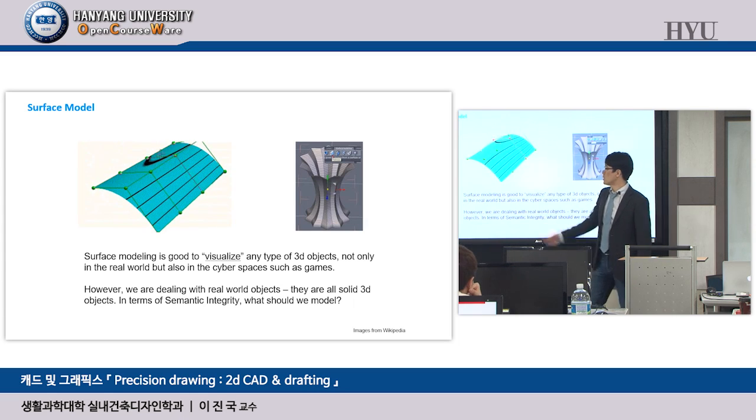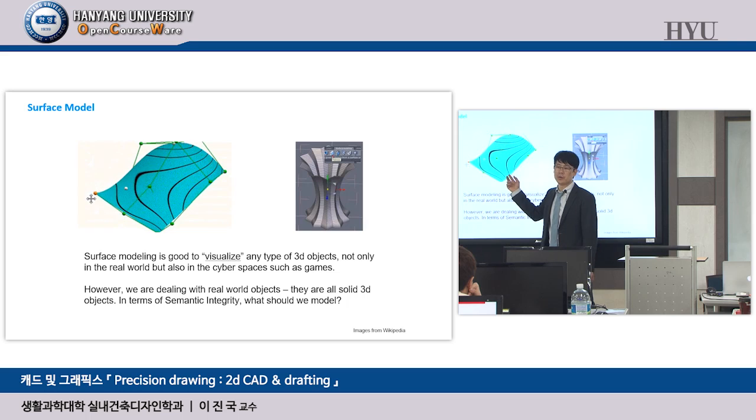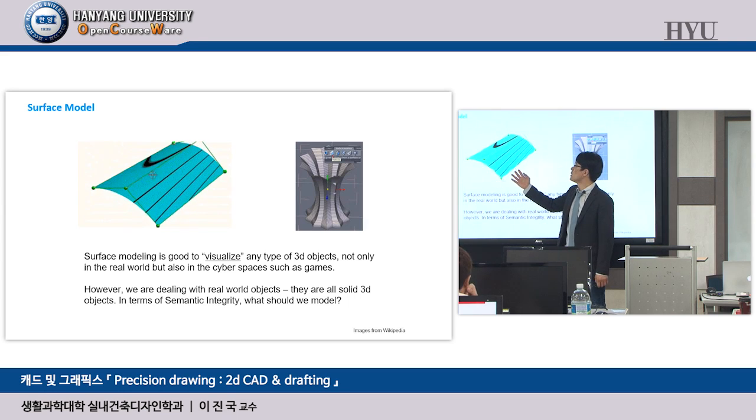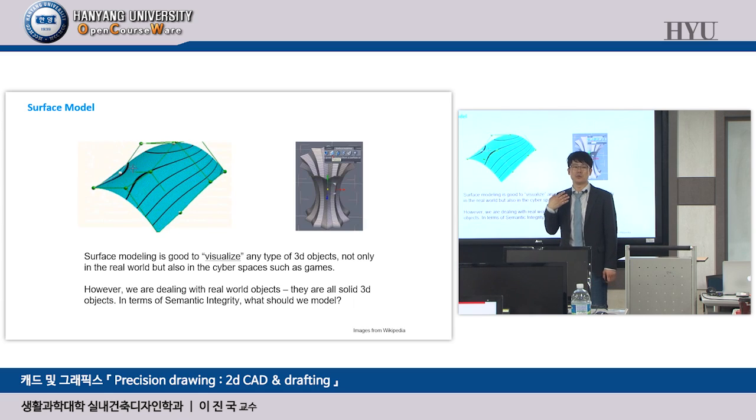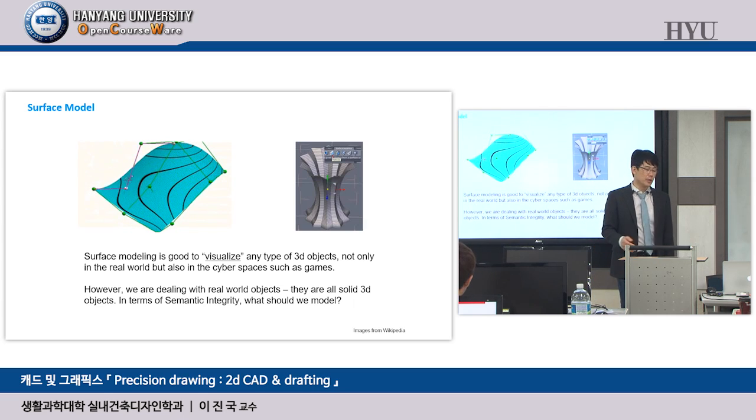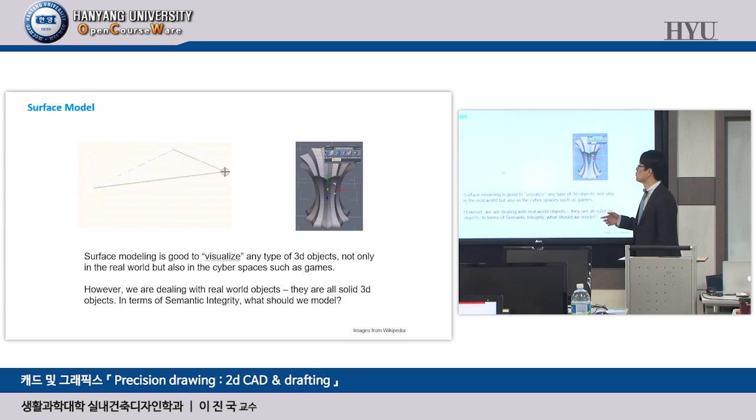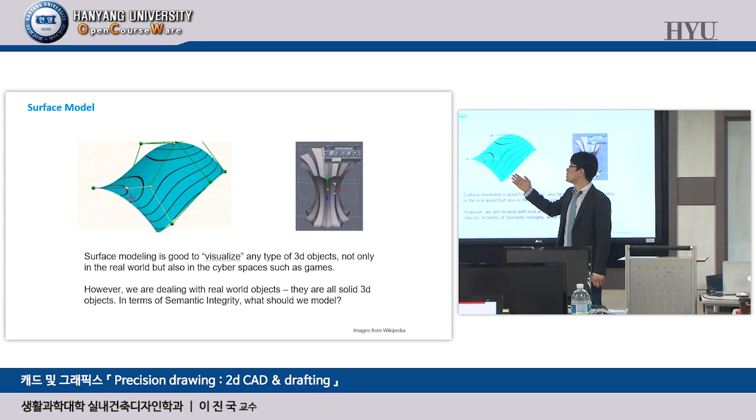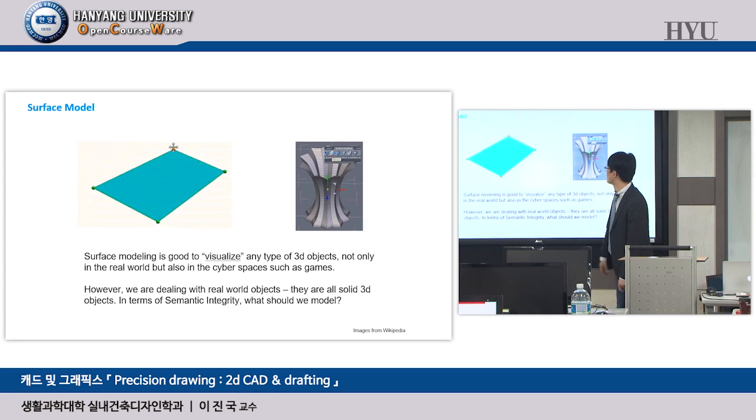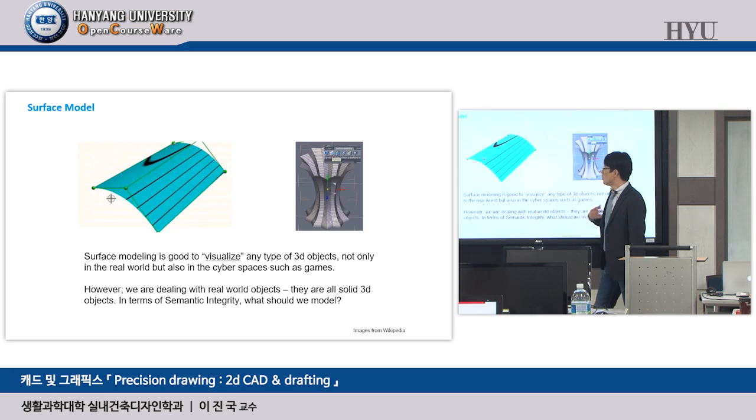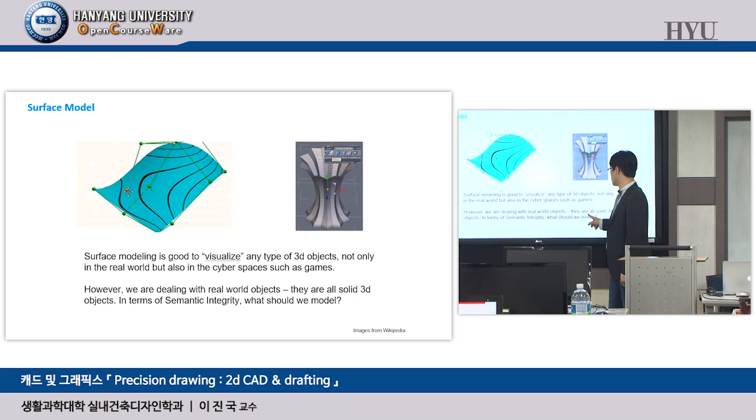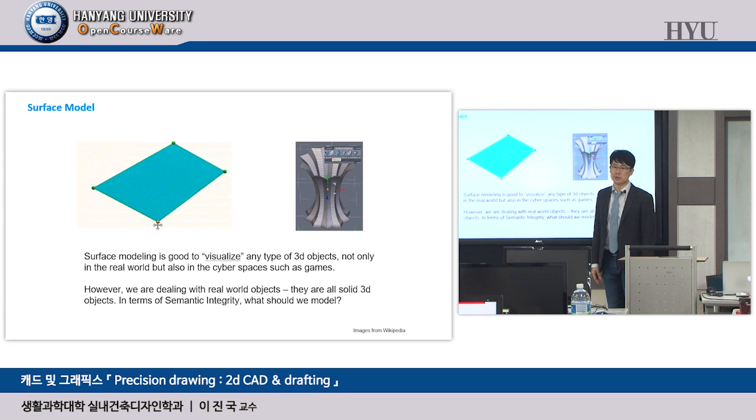So this is lightweight, okay, compared to a solid model or something more advanced. It's a very easy and primitive way to represent 3D. That is why game engines or some general computer 3D systems mostly adopted surface-based 3D. But however, the problem is we are dealing with real-world objects. They are all solid 3D.